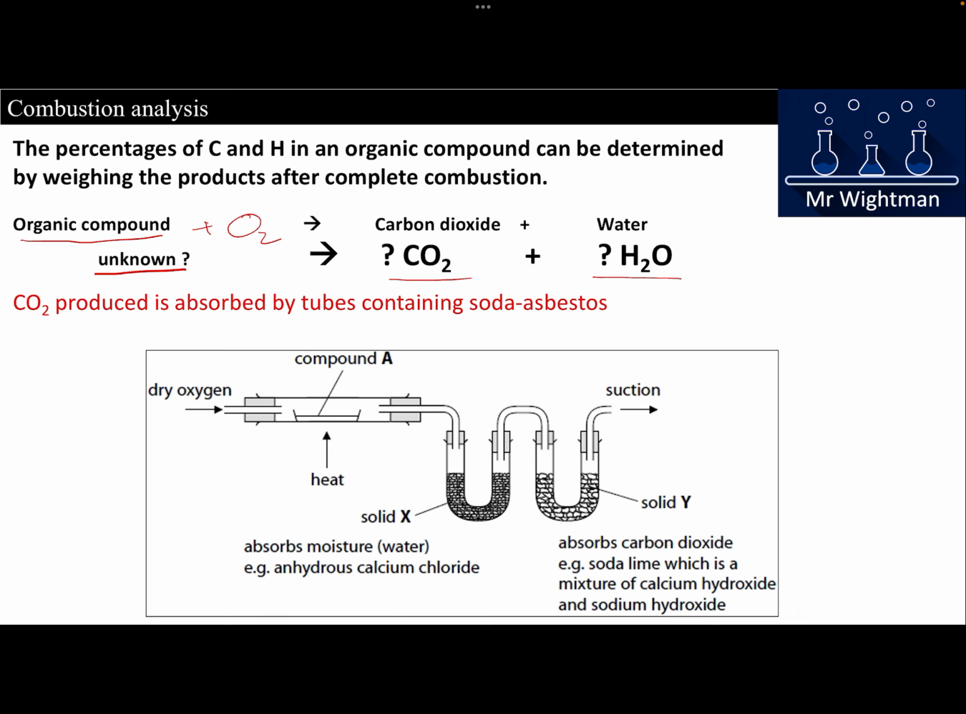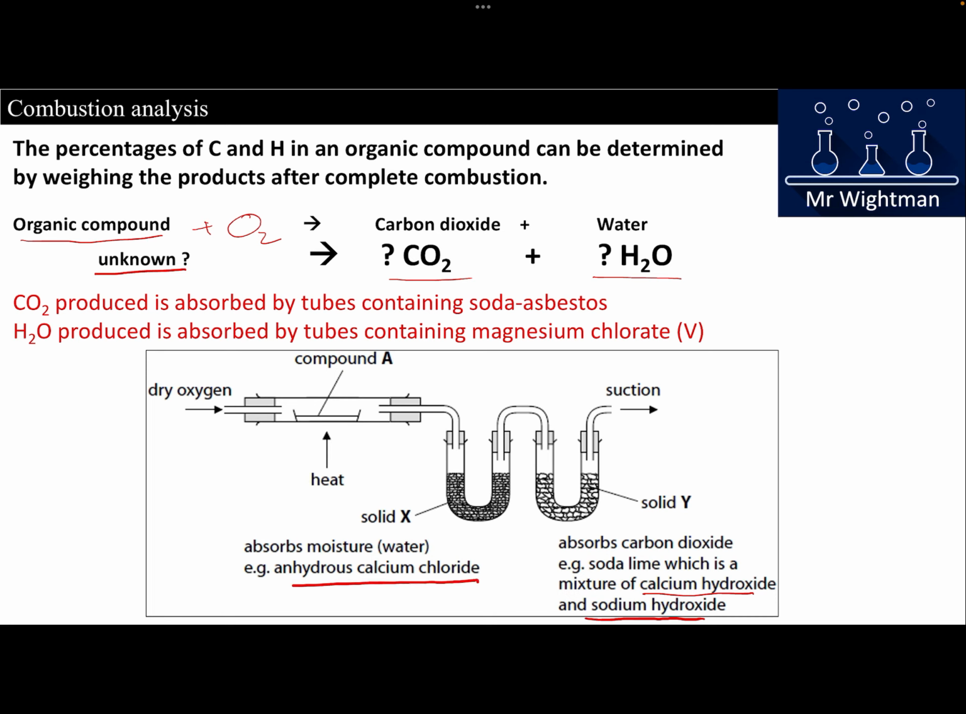Any carbon dioxide produced is then absorbed by a soda asbestos type substance, or it could be a mixture of calcium hydroxide or sodium hydroxide to absorb the carbon dioxide. The water can be absorbed by an anhydrous drying agent such as magnesium chlorate or anhydrous calcium chloride, and the idea is that we obtain the masses of water.